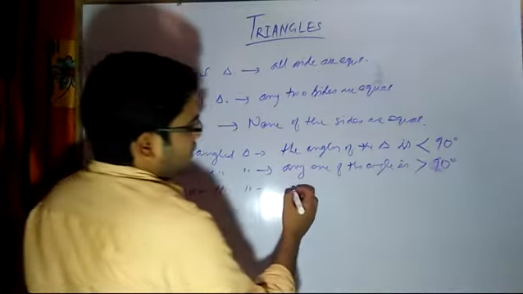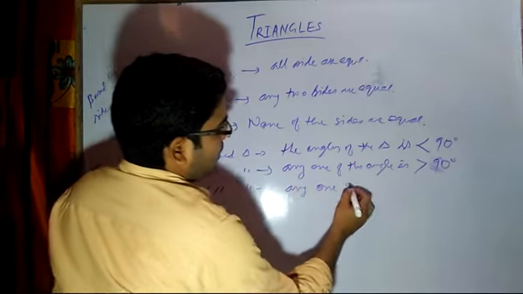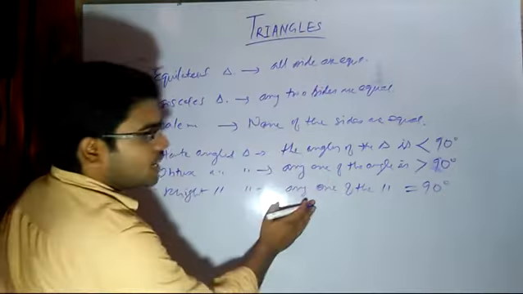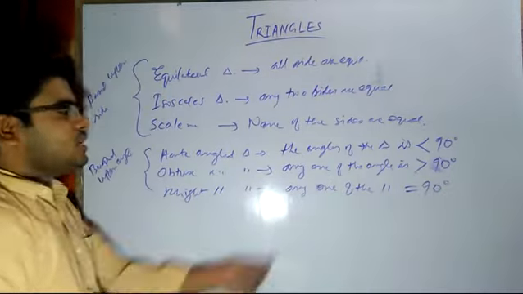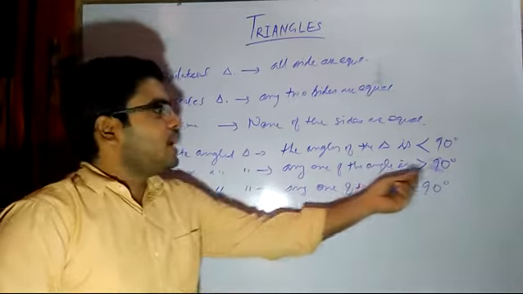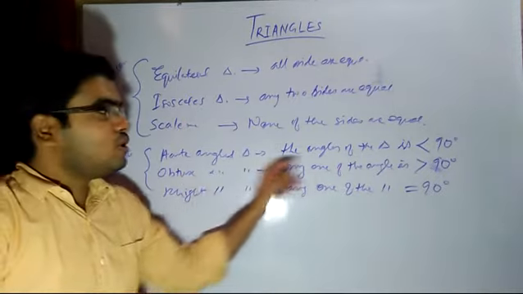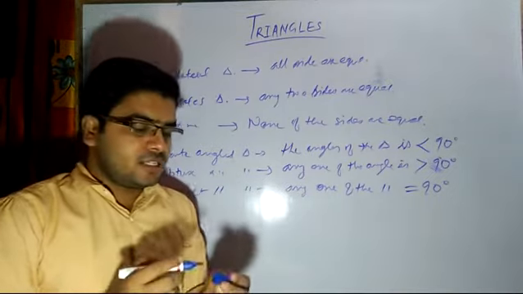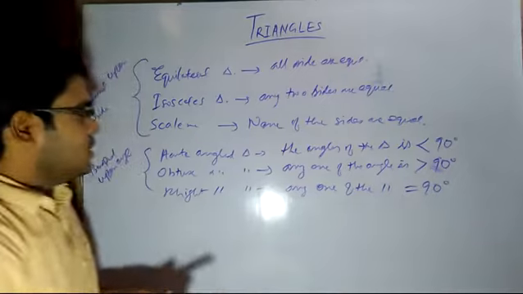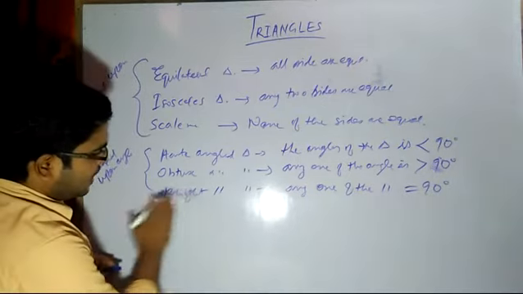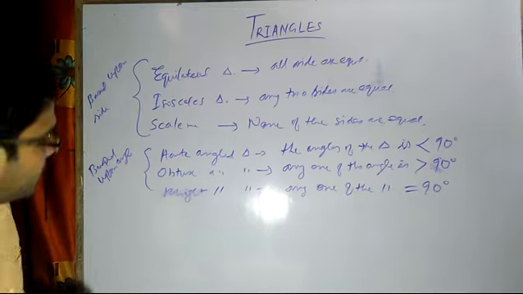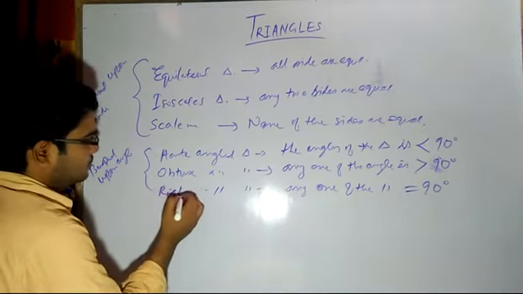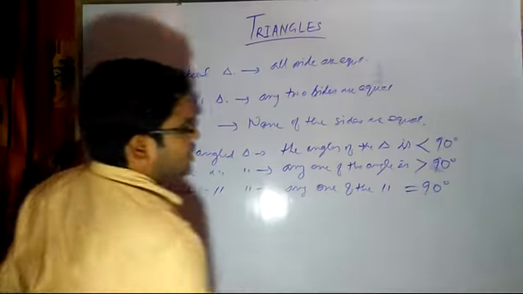In a right angle triangle, any one of the angles is equal to 90 degree. Not any one, actually only one angle will be equal to 90 degree. Though I am writing any, it will be only one angle in a triangle which will be greater than 90 degree in the obtuse case, and the other two remaining angles will always be less than 90 degree because of this obtuse angle. Now in a right angle triangle, one of the angles will be 90 degree.